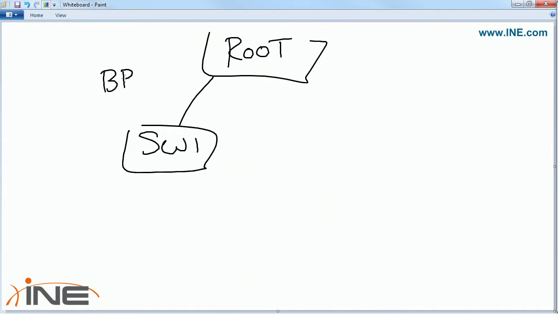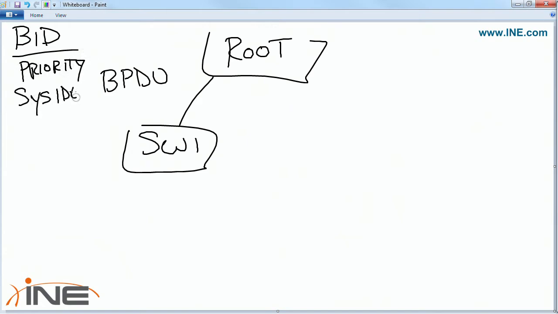we have the normal BPDU exchange between them, which is advertising inside of their bridge ID. They're going to be advertising the priority value. They're going to be advertising the system ID extension, which is basically the VLAN number, and then what is the MAC address. So the switches exchange these based on whoever has the lowest priority, or if there is a tie, whoever has the lowest MAC address, they're going to be elected the root bridge.